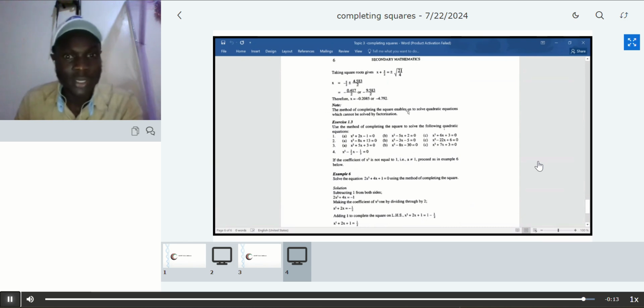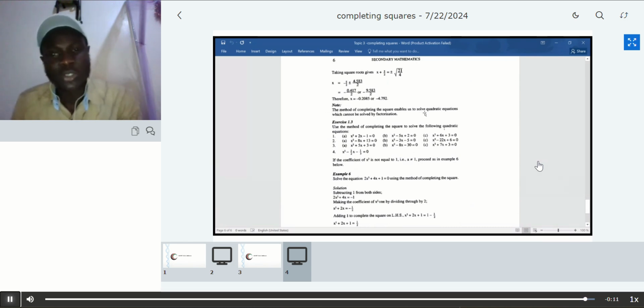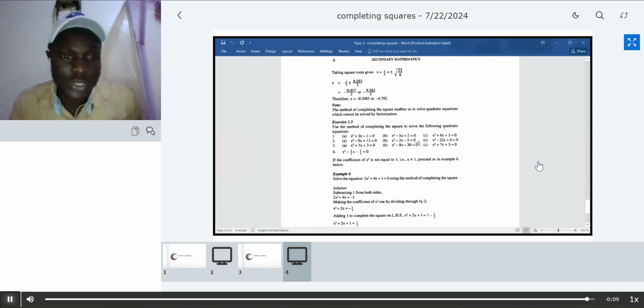We have a note there. The method of completing the square enables us to solve quadratic equations which cannot be solved by factorization. Thank you.